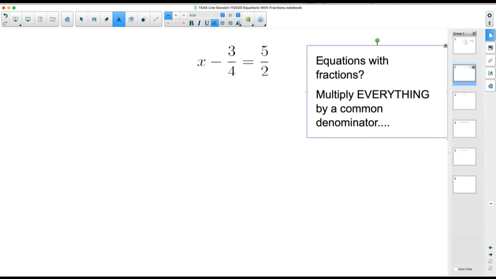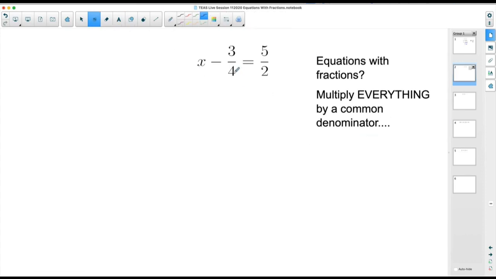Now, trust me, when these fractions get ugly and when our decimals get ugly, this is a good way to approach it. So if we look at our denominators, we have a 4 and a 2. Now some of you may be thinking 8, some of you may be thinking 4, some of you may be thinking 12. All of those are valid common denominators. So I'll tell you what I'm going to do. I'm going to multiply everything by 4 because it actually turns out that the least common denominator is 4. Therefore, I multiply everything on the left-hand side by 4, and everything on the right-hand side by 4.